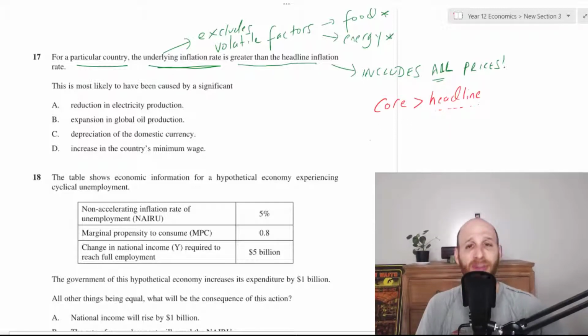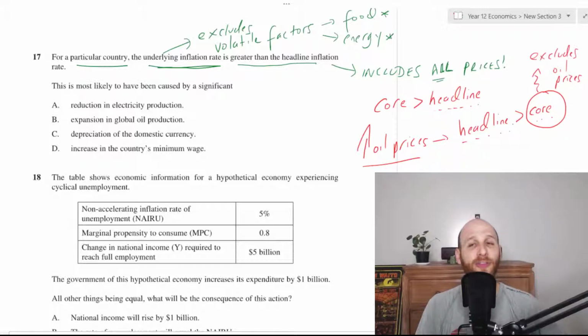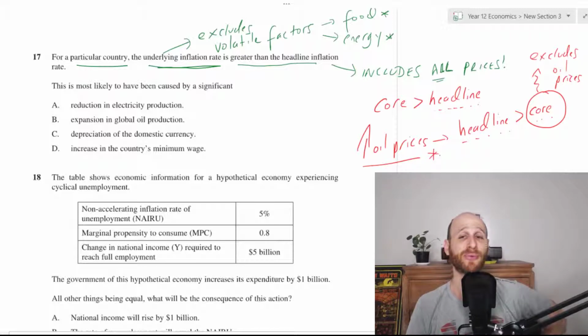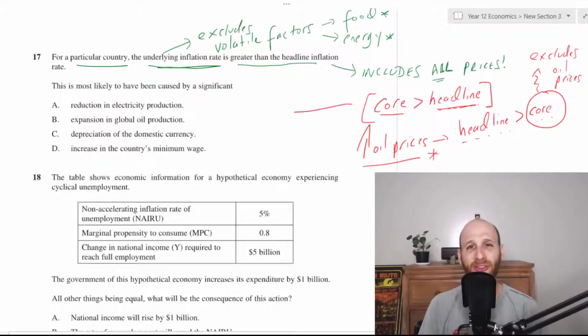So let's write this down, right? Let's say that there is a massive increase in oil prices. What that would mean is that headline is greater than core, because remember, we would exclude oil prices from core. So instead what we're saying is that actually, if core is greater than headline, then those volatile components are pretty weak. So what we need to do is have a look over here and think about where are the weak volatile factors.